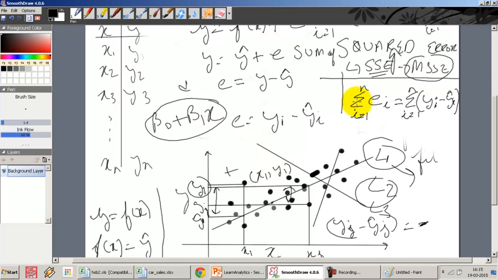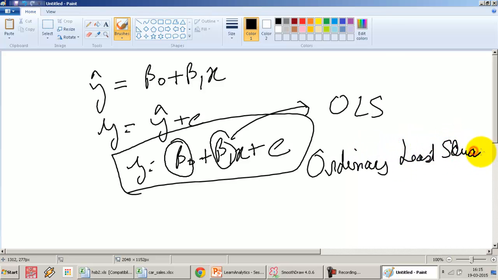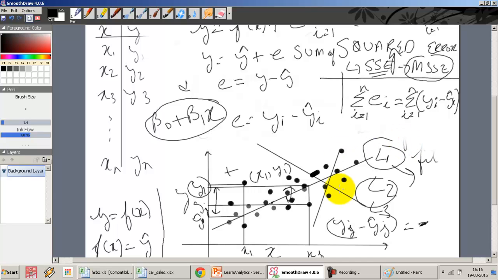Because we are looking at the squared error term, or the sum of squared error, and then I'm finding out what is the line which minimizes the sum of squared error. So that is why we call this ordinary least square estimation. So the term OLS stands for ordinary least squares, and it is called ordinary least squares because we are simply figuring out the line which has the least sum of squared errors. So this is how an OLS regression is actually performed between two variables.